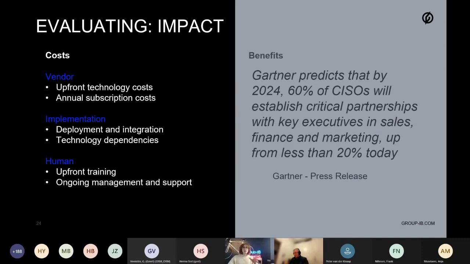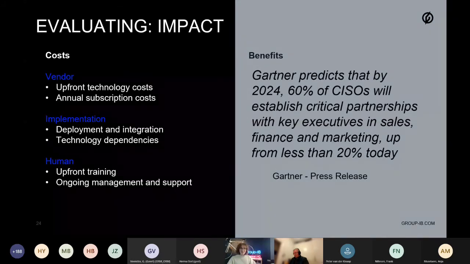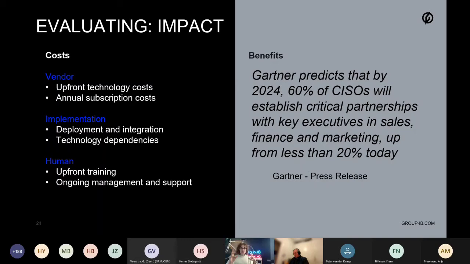The harder bit is evaluating benefits. Gartner predicts that 60% of CISOs will establish critical partnerships. And, as I said, security is no longer siloed. We need to be working with other parts of the organization to help fix the problems. In the case study that we'll be going into, some of the value was calculated by working with other organizations.